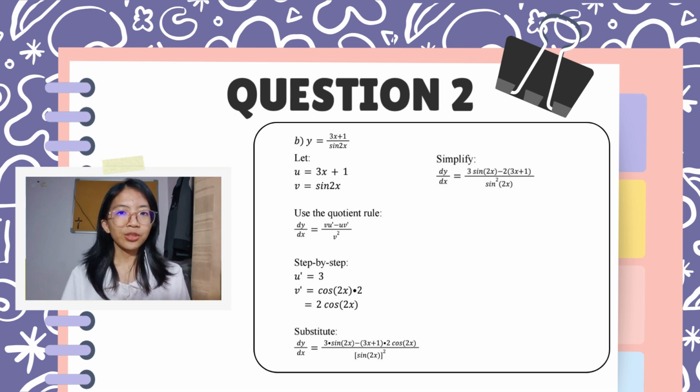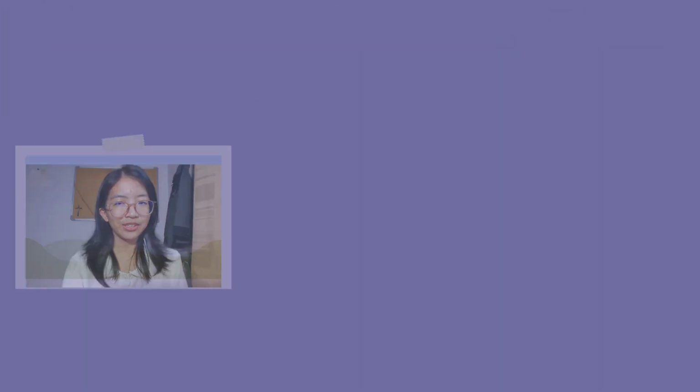Substituting into the quotient rule formula, we get dy over dx equals 3 sine 2x minus 2 multiply (3x plus 1) multiply with cos 2x over sine squared 2x.